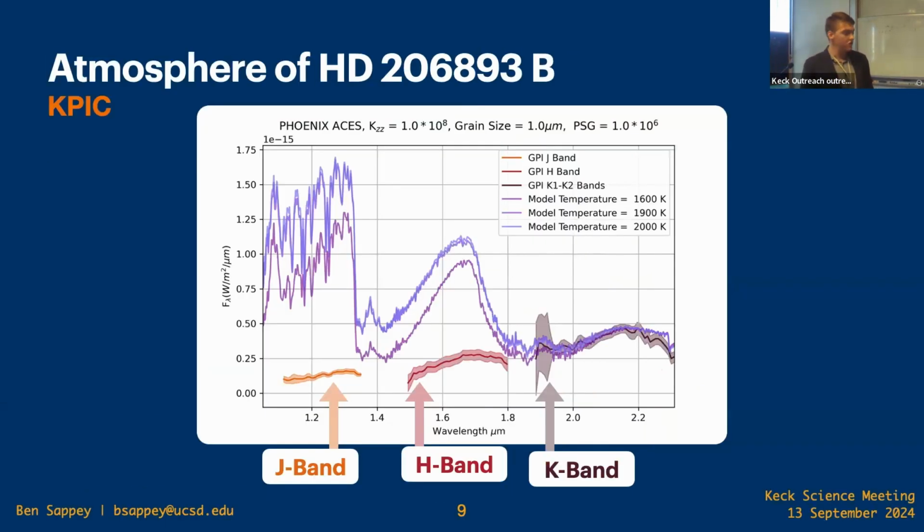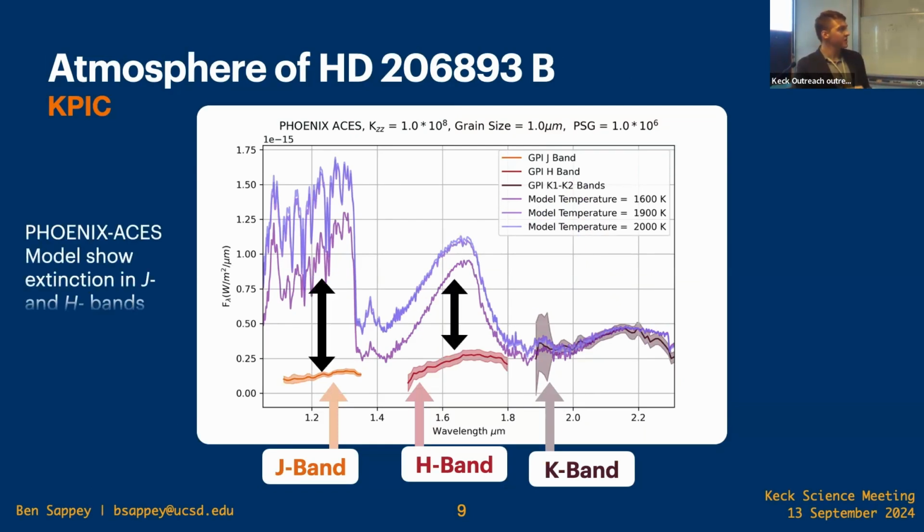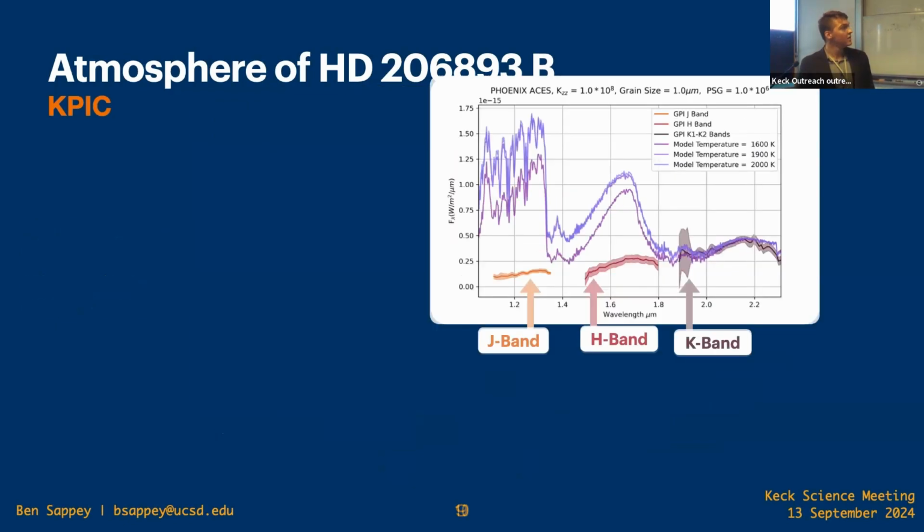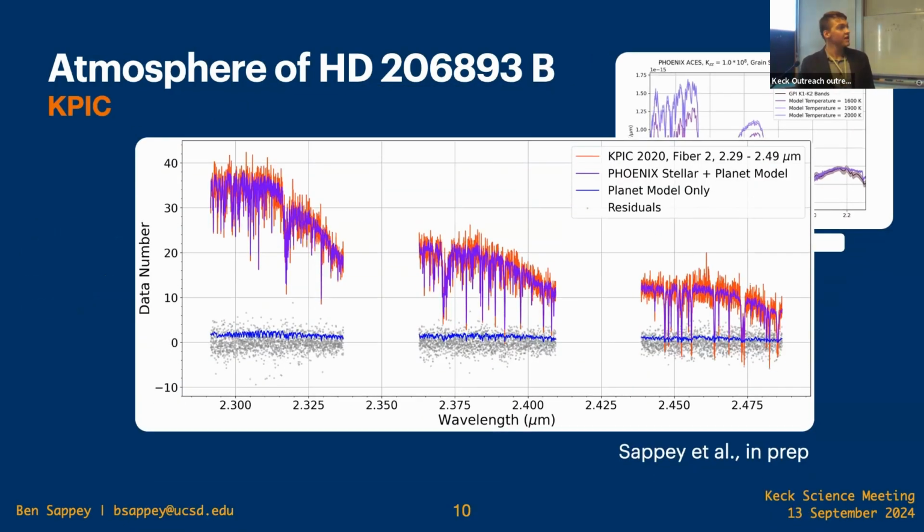So here I'm plotting a GPI spectrum of HR 8799 b along with 3 Phoenix ACES models. You can see these models are scaled to match the peak of K band. And then we see this massive discrepancy between what the self-consistent models tell us we should be getting and what we're actually seeing. So now I want to show you the KPIC spectrum of this object.